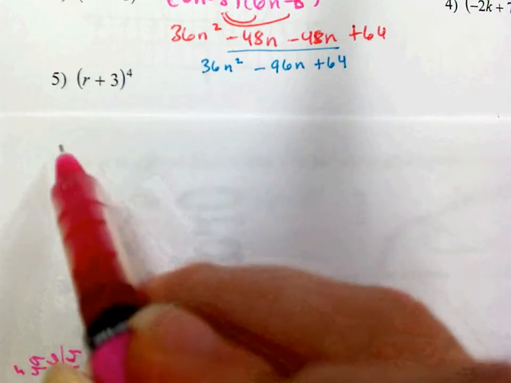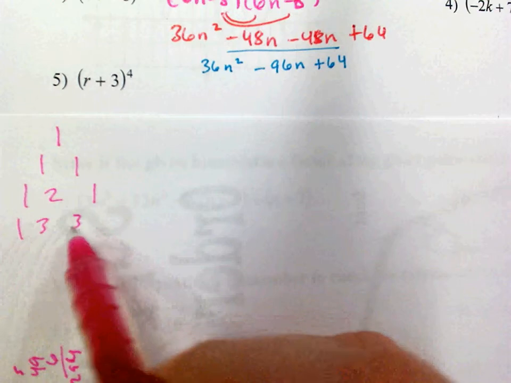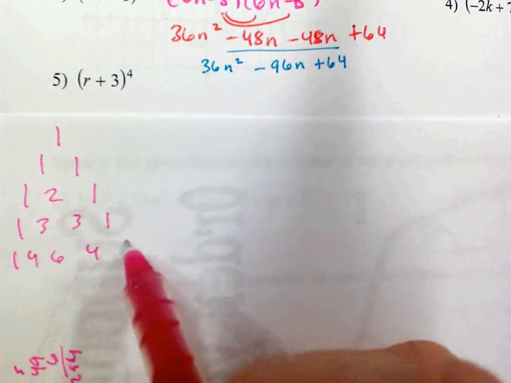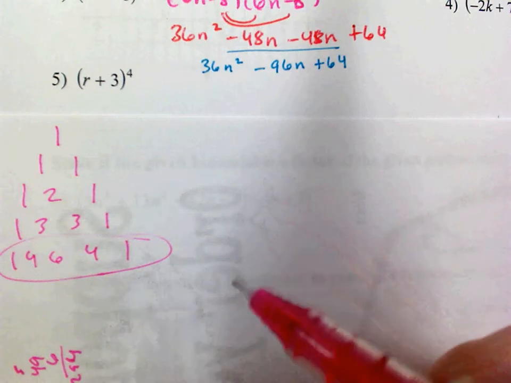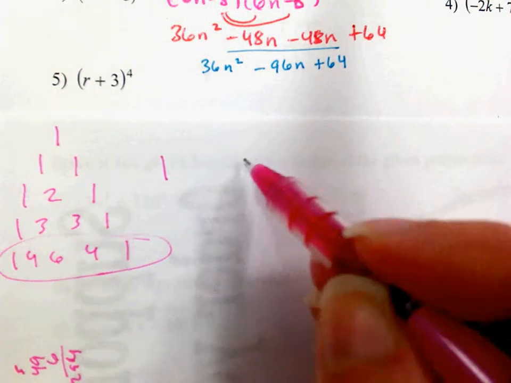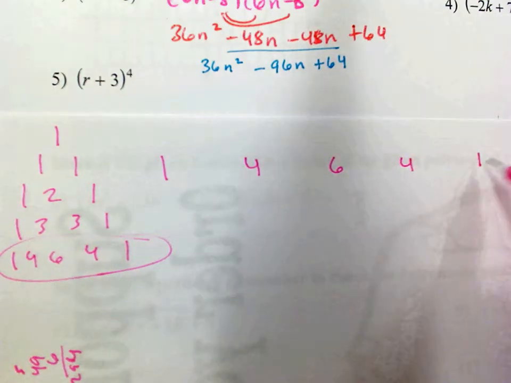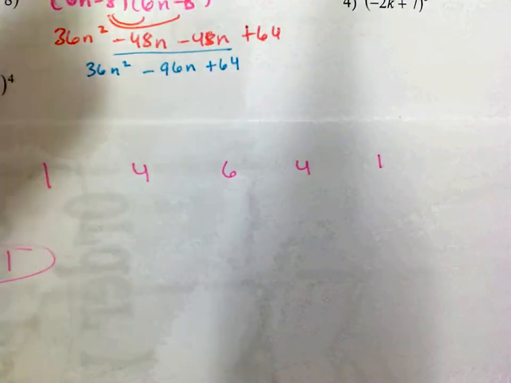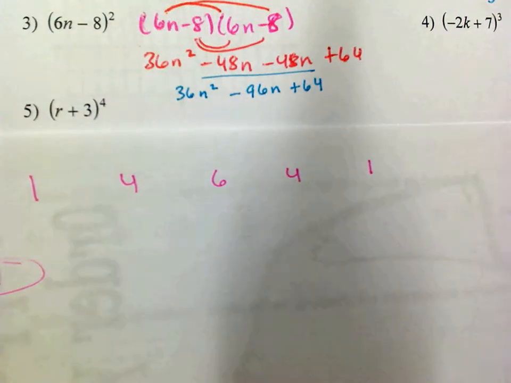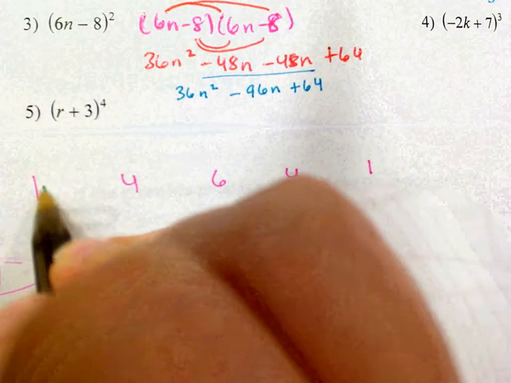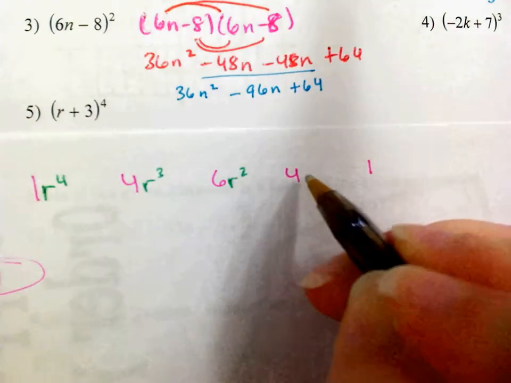1, 1. 1, 2, 1. 1, 3, 3, 1. 1, 4, 6, 4, 1. So there's my row, power of 4, look for the 4, and there we go. So 1, 4, 6, 4, 1. Okay, so it's r plus 3, yeah? So the first term is r. So I've got r to the 4th, r cubed, r squared, r to the first, and no r.